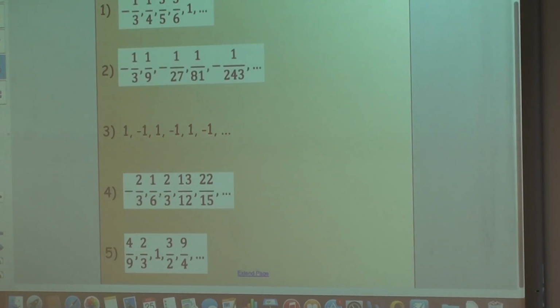Four was the hardest one. Yeah, the denominator's easy, it's the numerator that's tricky. That one is minus and then plus. Because we're adding.